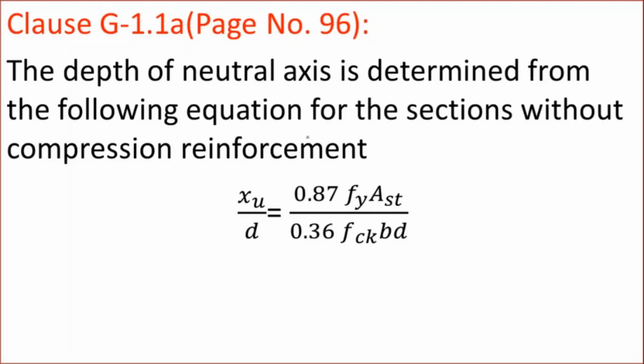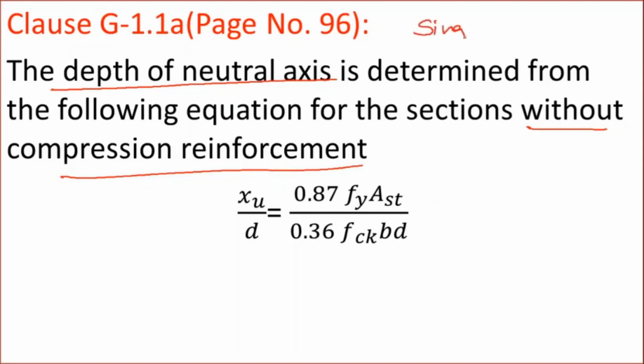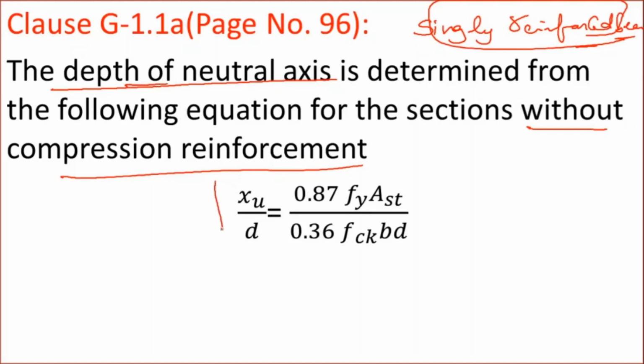Now to determine the moment of resistance of the beam, the first thing you have to determine is the depth of the neutral axis. The depth of neutral axis is determined from the following equation for the sections without the compression reinforcement. When I say sections without the compression reinforcement, that means it is which kind of beam? It is the singly reinforced beam. So this clause is applicable for the singly reinforced beam, and the depth of the neutral axis is calculated using this formula.